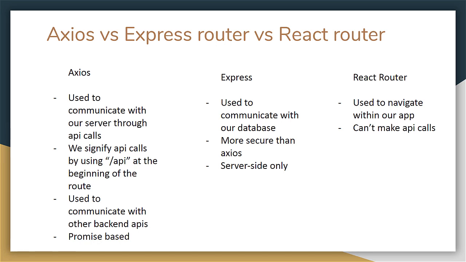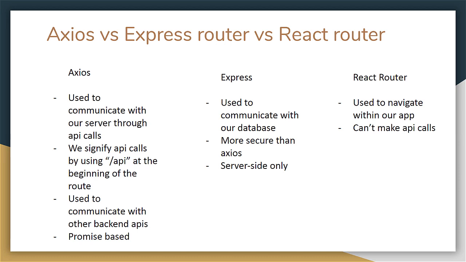And finally, we have ReactRouter. ReactRouter is essentially used to navigate within our app. We can't make any API calls with ReactRouter. It is only for navigating our React app. And at this point, you might be wondering how our app knows whether a route is ReactRouter or an Express API call. And the answer is that it handles all of this behind the scenes.